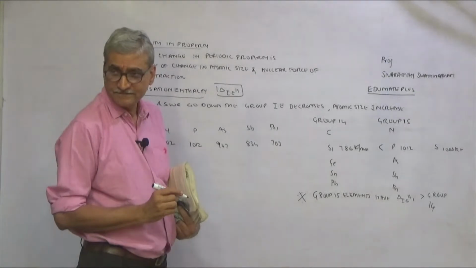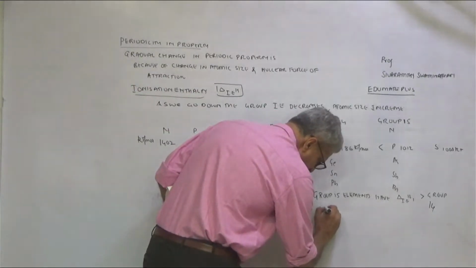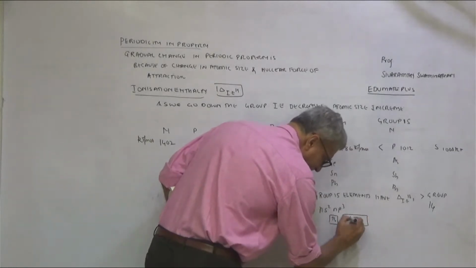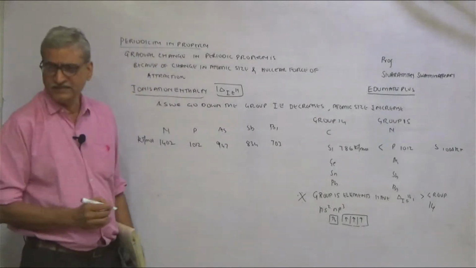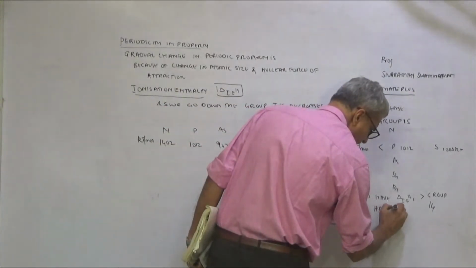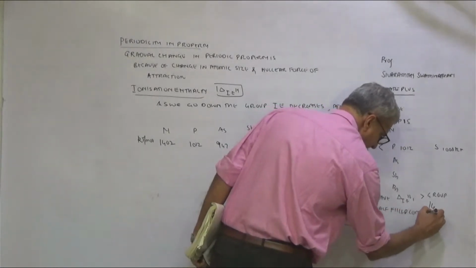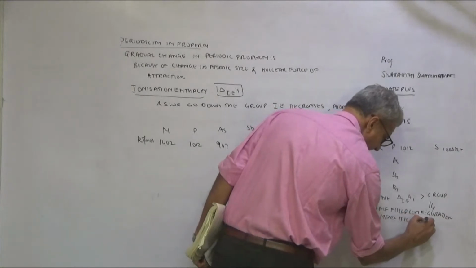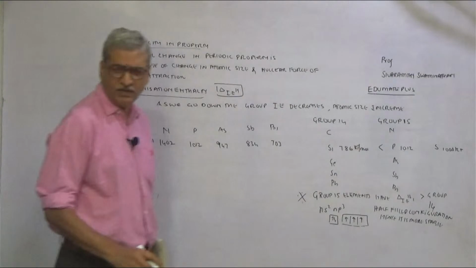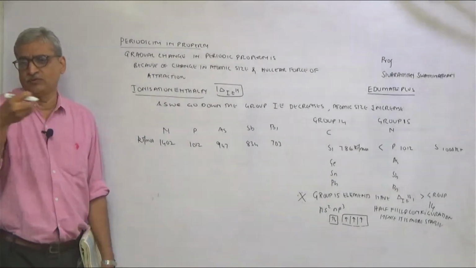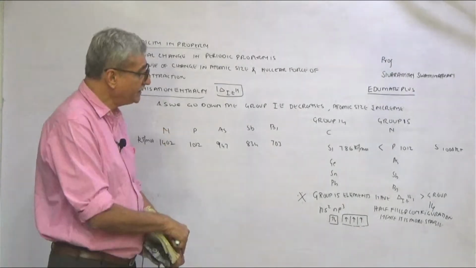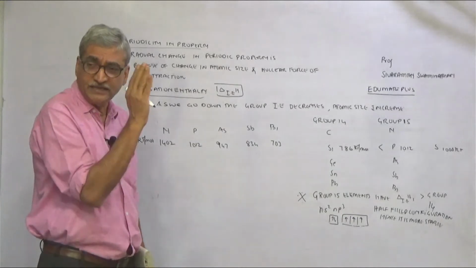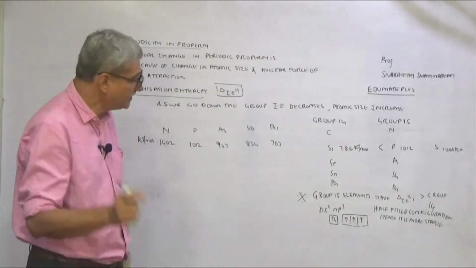Why? The reason is that it has the configuration ns2 np3. So we have the configuration ns2 np3 for group 15. This is a half-filled configuration. Hence, it is more stable. If it is more stable, the energy required to remove the outermost electron increases. So the ionization enthalpy of group 15 will be more than the corresponding group 14. That's an anomalous behavior. That is a question we can have.